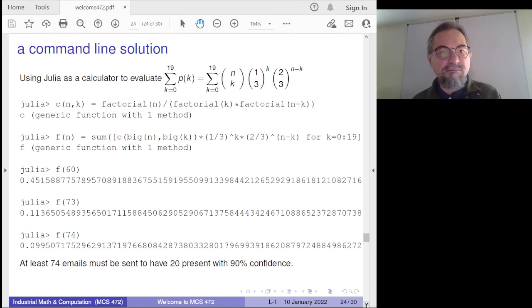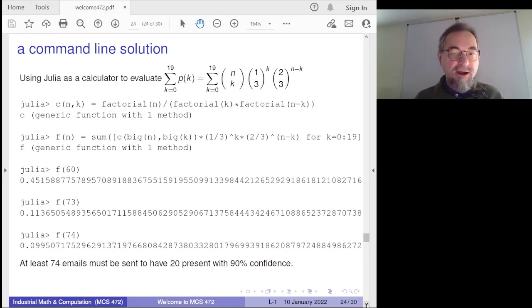So if you send out 60 emails, if you call up 60 of your staffers, then the probability that you will have 20 is 45%. And here you see a little bit the absurdity of using exact. I only want 2 decimal places. But please try this without the big in there. So you will see that the answers are different and not really right.